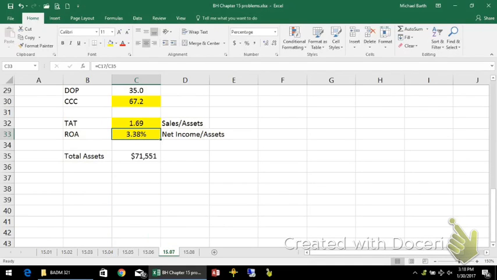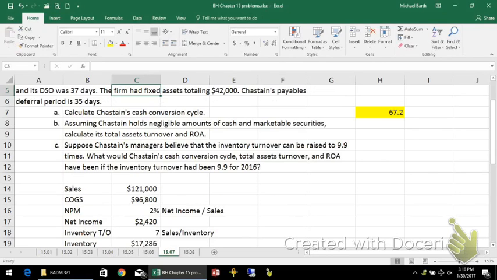Alright, so we've got A and B. Going to C. Suppose Chastain's managers believe that the inventory turnover can be raised to 9.9 times. Turn the inventory over faster, which means we don't have to hold as much inventory. What would the answers to A and B be if that had been the case?